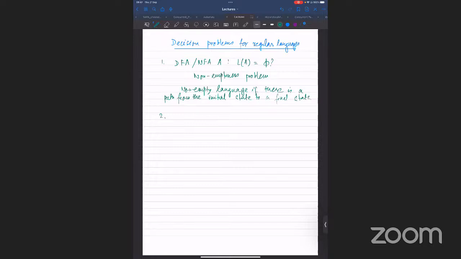Next, suppose we want to check, there are two DFA or NFA, A1 and A2. And what I want to check is if they are equivalent, language equivalent, in the sense L(A1) equals L(A2). How do you do that? How do you check the language equivalence of these two automata?